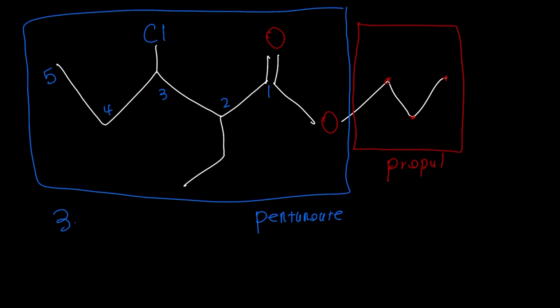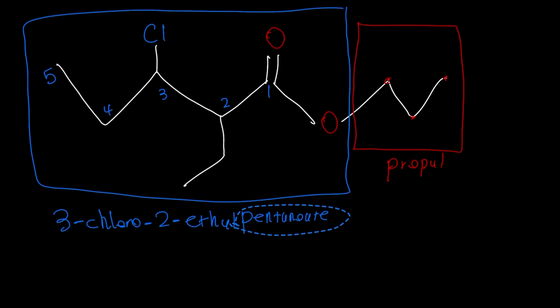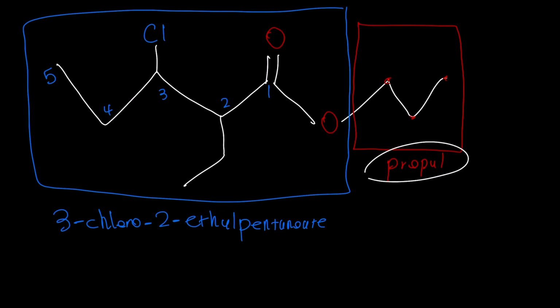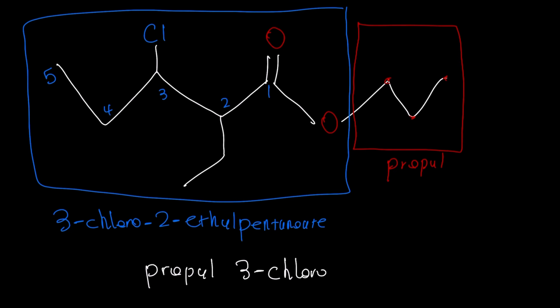So you're going to start with 3-chloro, then move on to 2-ethyl, and then pentanoate, and you should keep in mind that there shouldn't be any spaces between these. These should be the same word. And then when you want to write the name of it fully, you start with that side, propyl. You do put a space, and then you put 3-chloro-2-ethylpentanoate.